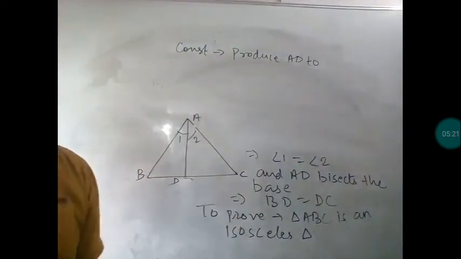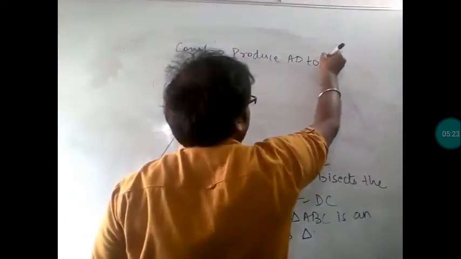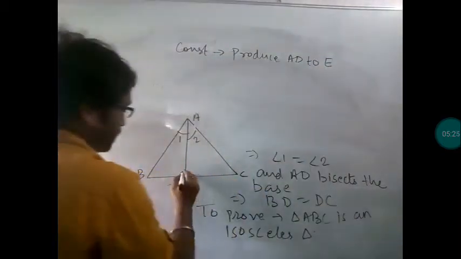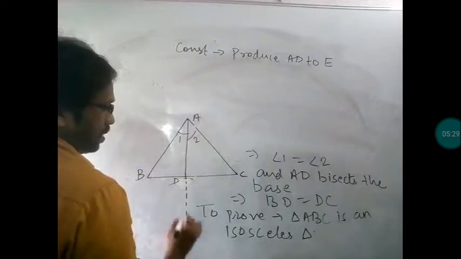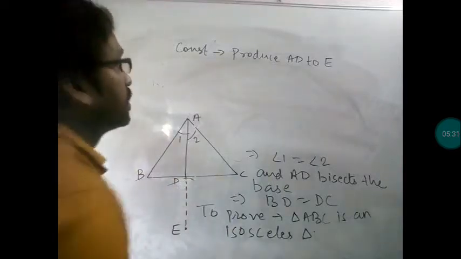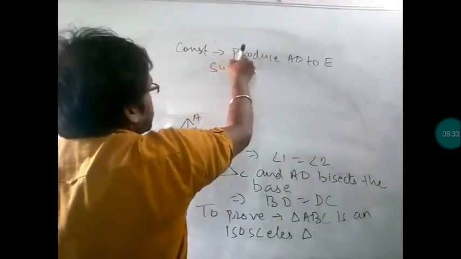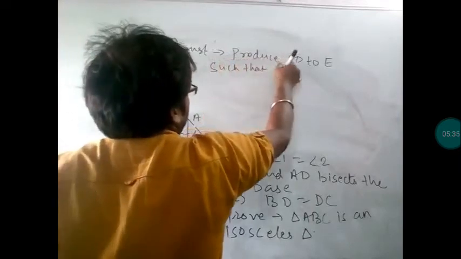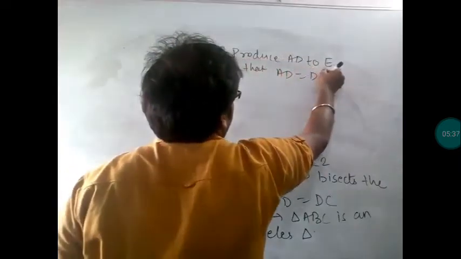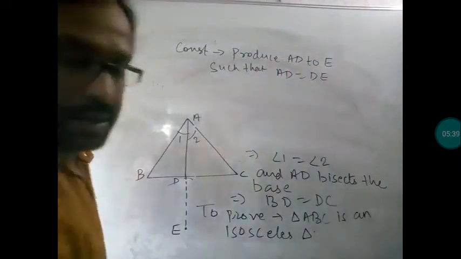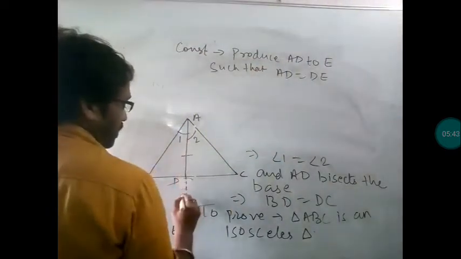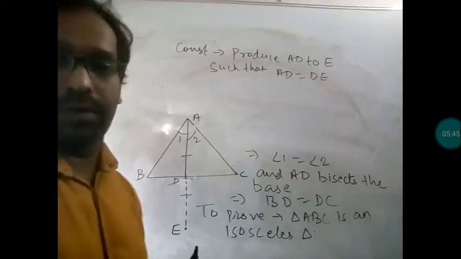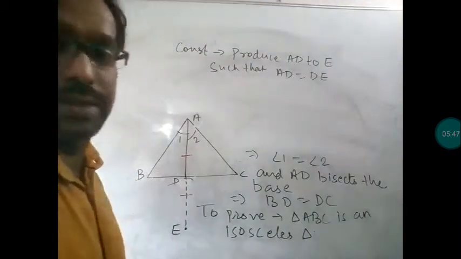Okay, this side AD will be produced to E, such that AD is equal to DE. This construction we can do. Euclid has given us the freedom that any straight line can be produced indefinitely. On that basis, we are saying that AD has been produced to DE. That means AD is equal to DE.